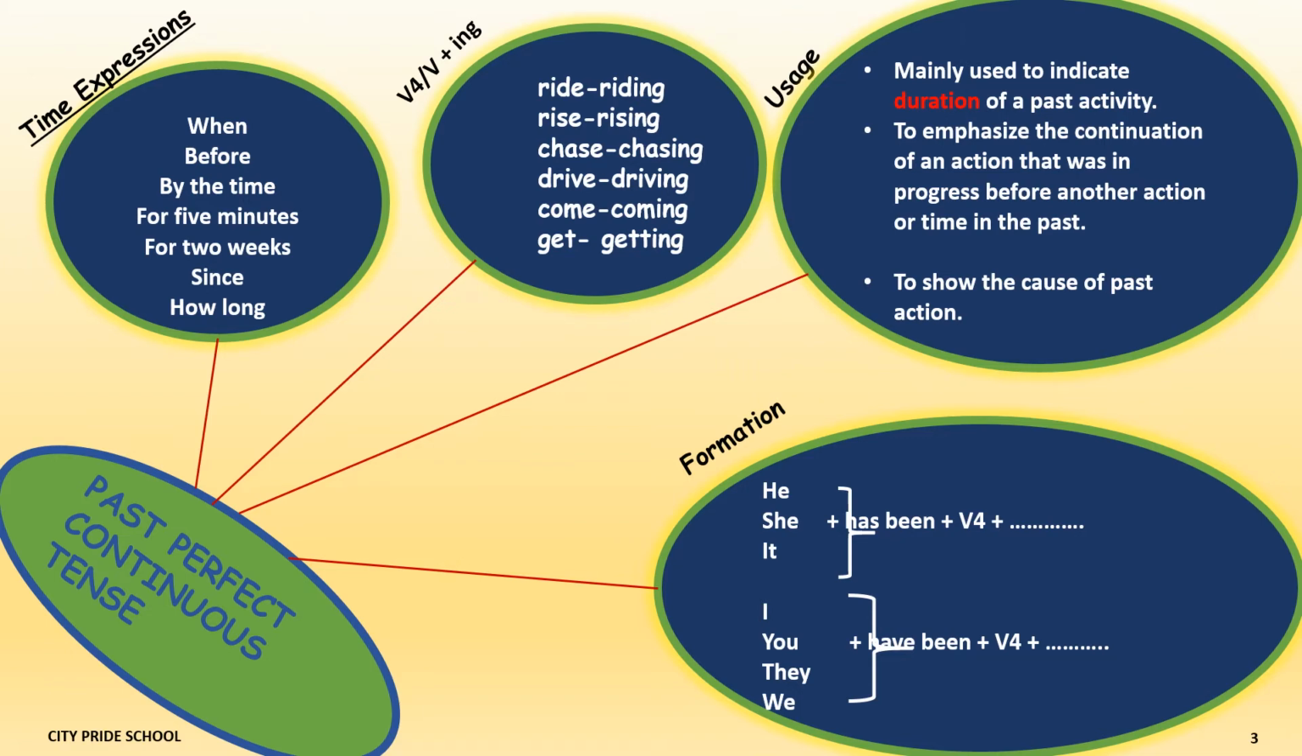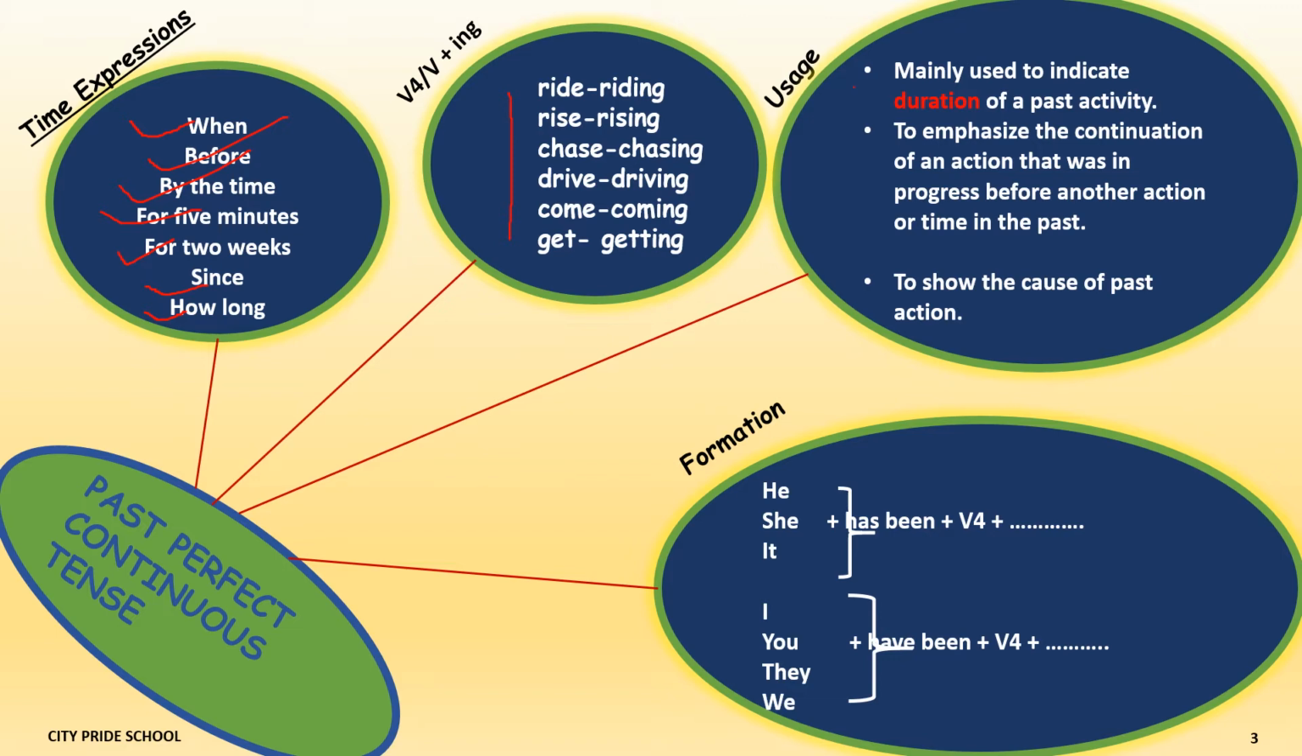Now the time expressions. For past perfect continuous, the words or time expressions are when, before, by the time, for 5 minutes, for 2 weeks, since, and how long. Usually we use perfect continuous tenses to talk about the duration of an action. Then it uses the verb form that is used in perfect continuous. Past perfect continuous uses the V4 form of the verb, that is V in ing form.